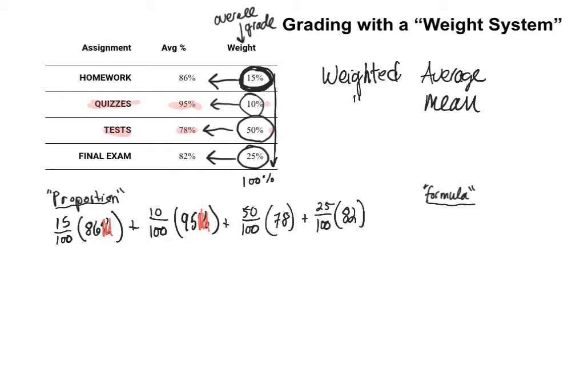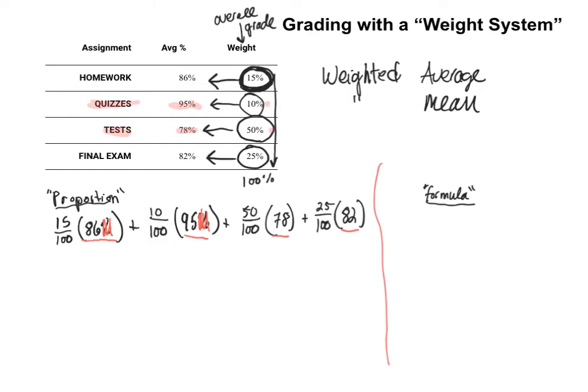So what we're doing here is using kind of a breakdown based on these weights, 15 out of 100, 10 out of the total 100, 50 out of 100, and that particular weight is associated with these scores. So 15 out of 100 has a score of 86. We know a 95% is only going to be weighted 10 out of 100. 78 was our average for the tests, which needs to account for 50 out of the 100. And 82 needs to account for 25 out of 100.